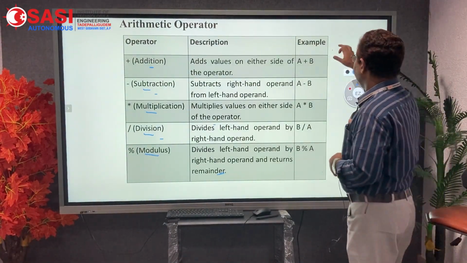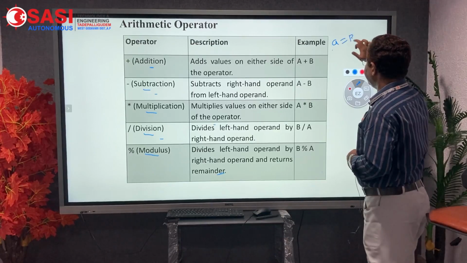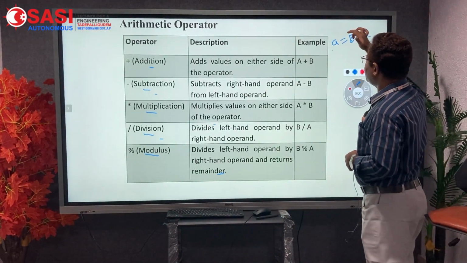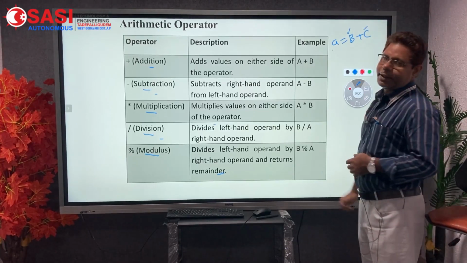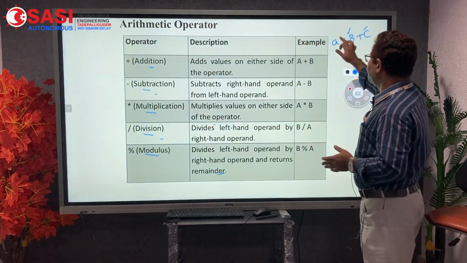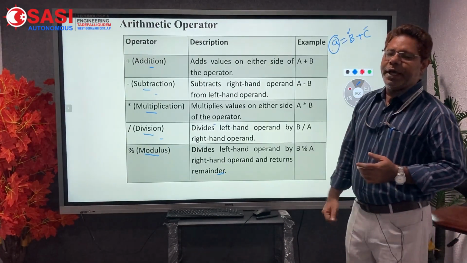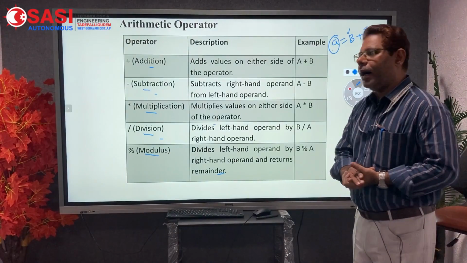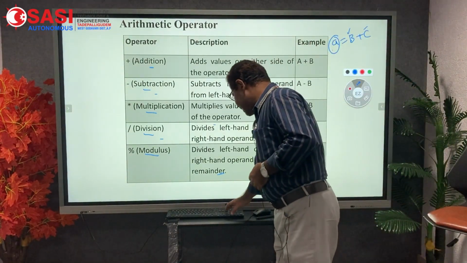For example, a equal to b plus c. That means the plus operator is applied on the two operands b and c. After that the value is moved to a. So we can perform the arithmetic operations using the arithmetic operators. You can see the example.